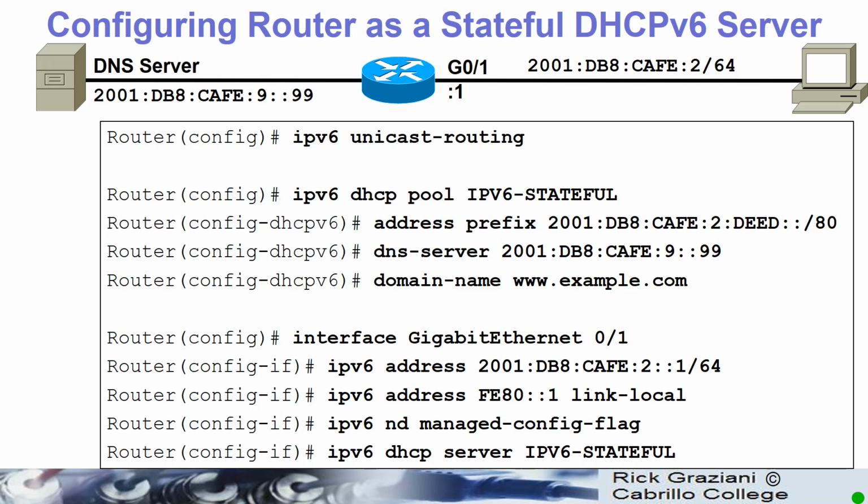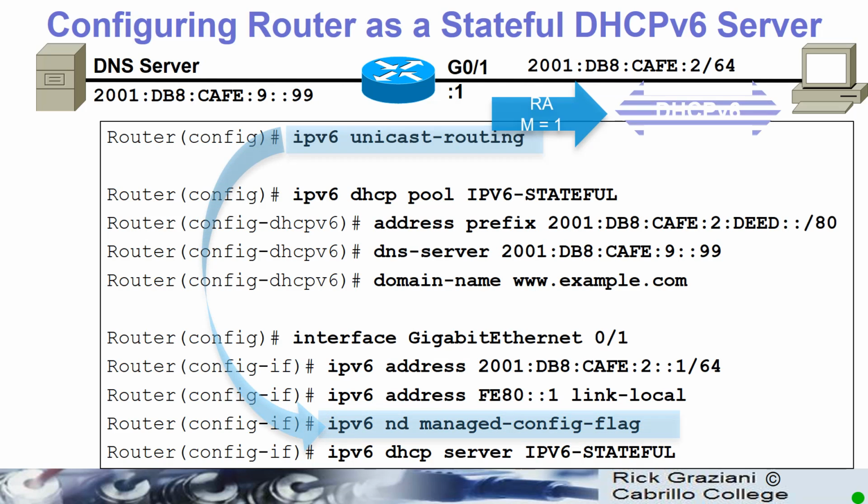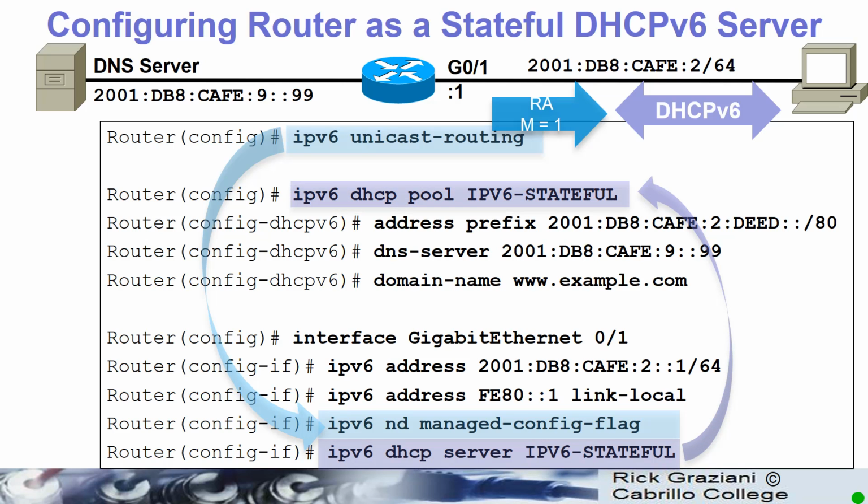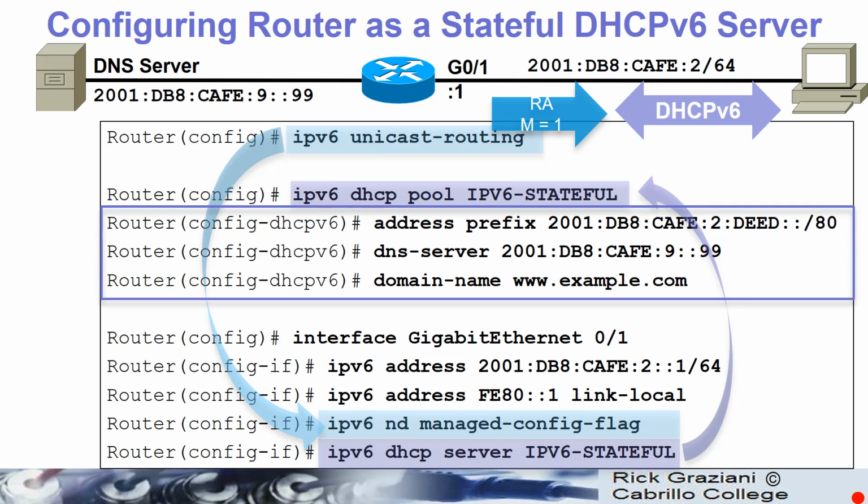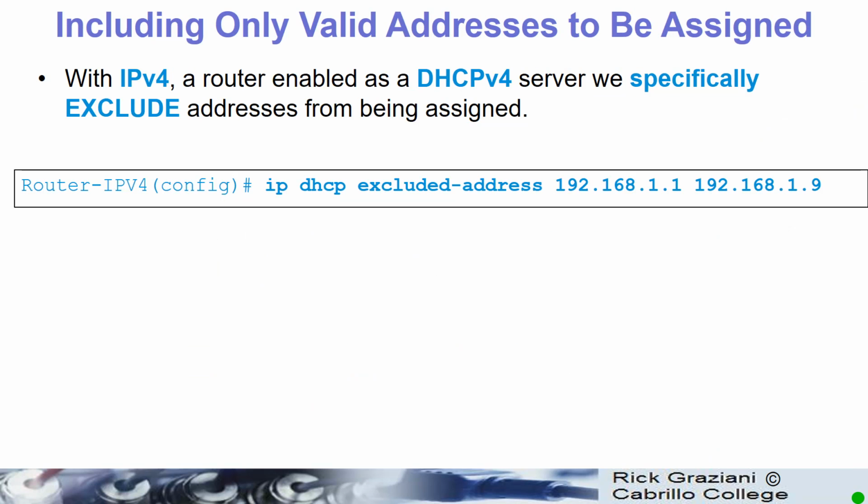Here it is in an already configured state using global unicast addresses. Again, turn on IPv6 routing. Go ahead and make sure that you set up the appropriate pool name, and that needs to match the actual pool name. That's going to be the DHCP server settings.